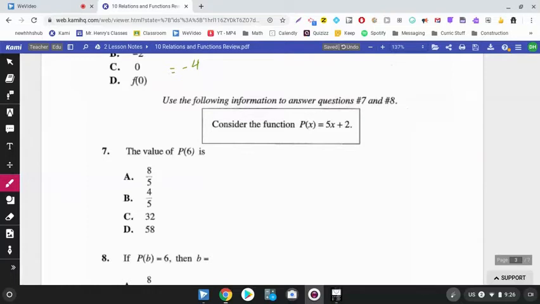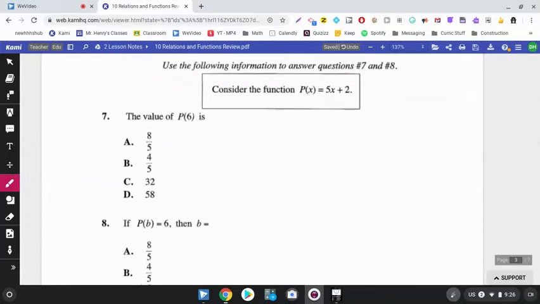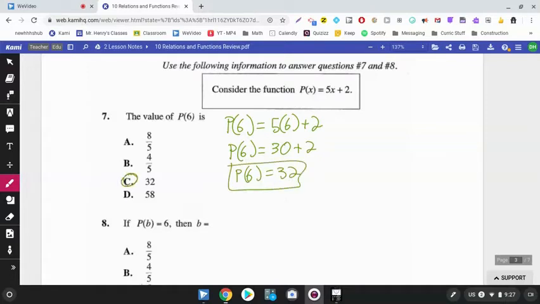Consider this function. Okay, we're going to answer 2 questions. Okay, with function notation and with any equation, I could give you the input and ask for the output, or I could give you the output and ask for the input. So the value of p at 6. I am telling you an input. I am telling you wherever there was an x, now you replace that with the 6. So you plug it in, and you say p of 6 equals, well, that would be 30 plus 2, or 32. Hey, there's my answer C.